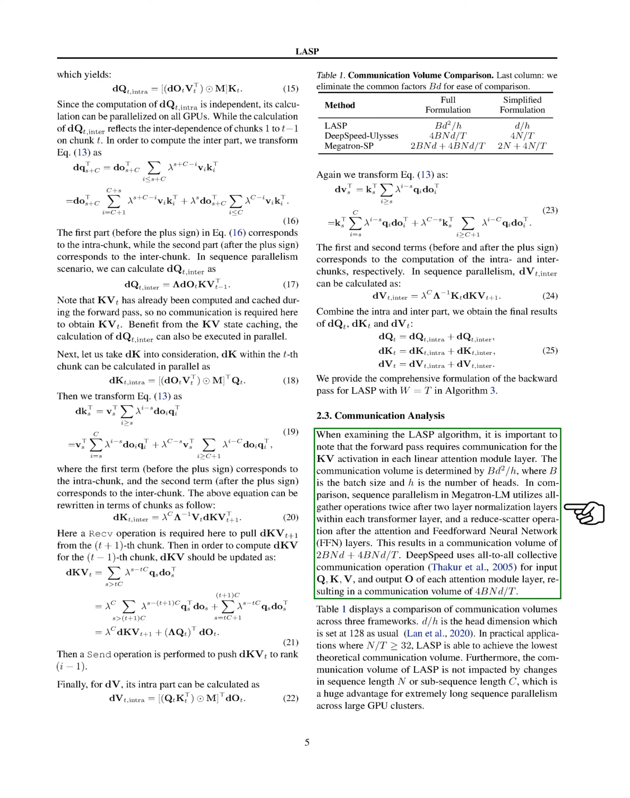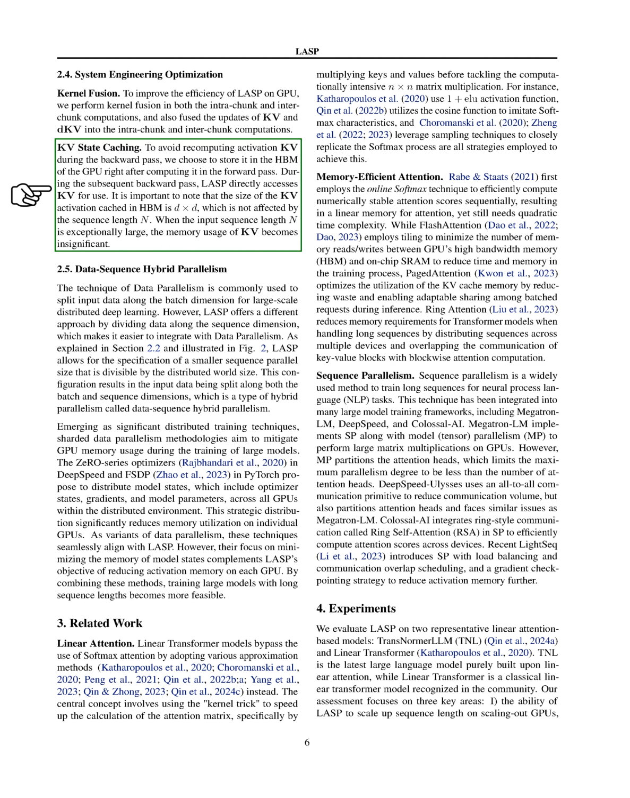To optimize system engineering, kernel fusion is implemented to enhance the efficiency of LASP on GPU. Additionally, KV state caching is utilized to store the activation in the GPU's memory, reducing the need for recomputation during the backward pass.